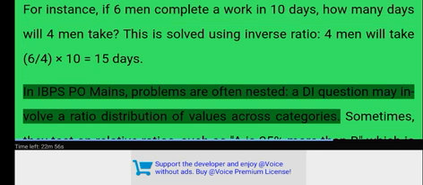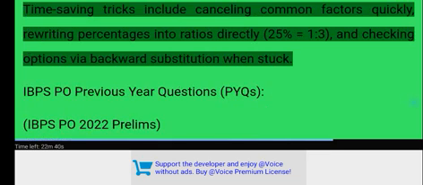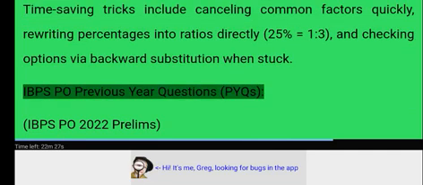In IBPS PO mains, problems are often nested. A DI question may involve a ratio distribution of values across categories. Sometimes, they test on relative ratios, such as A is 25% more than B, which is the same as A:B equals 125:100 equals 5:4. Time-saving tricks include canceling common factors quickly, rewriting percentages into ratios directly, 25% equals 1:3, and checking options via backward substitution when stuck.